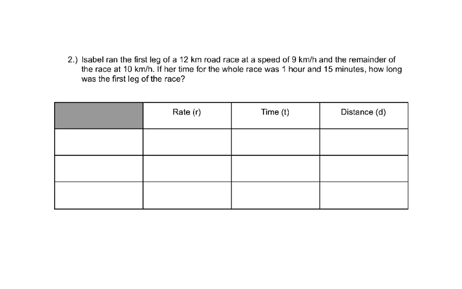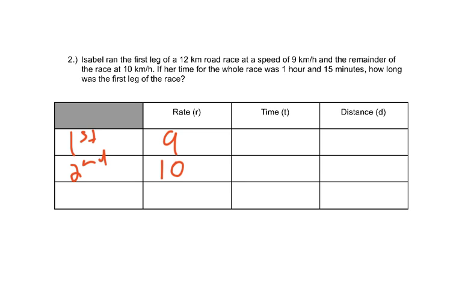Now here's another problem that tackles a similar issue. Isabel ran the first leg of a 12-kilometer road race at a speed of 9 kilometers per hour, and the remainder of the race at 10 kilometers per hour. If her time for the whole race was 1 hour and 15 minutes, how long was the first leg of the race?